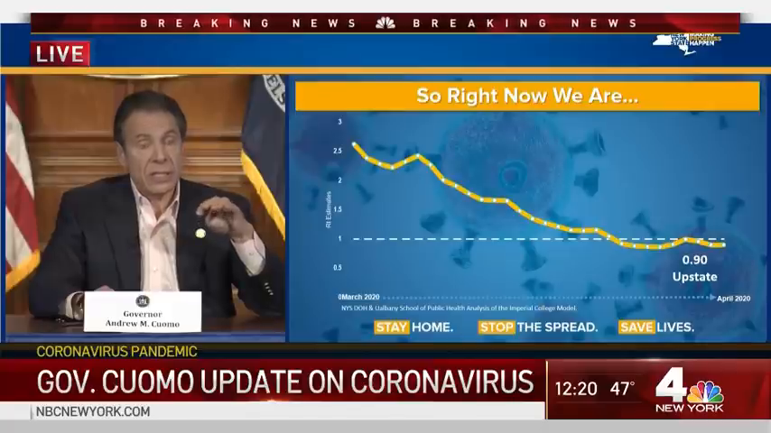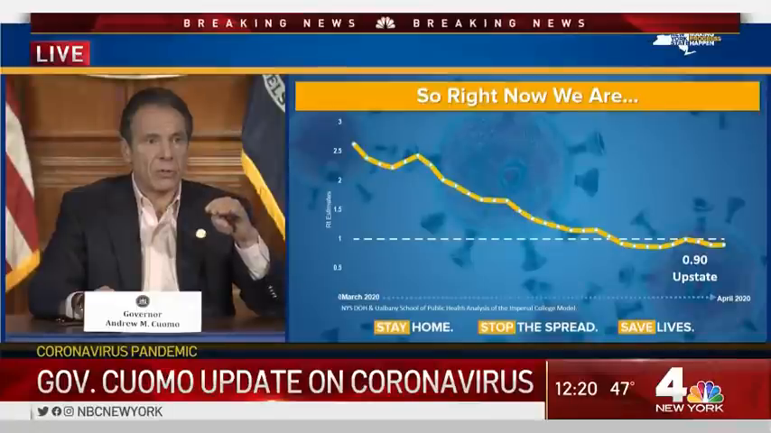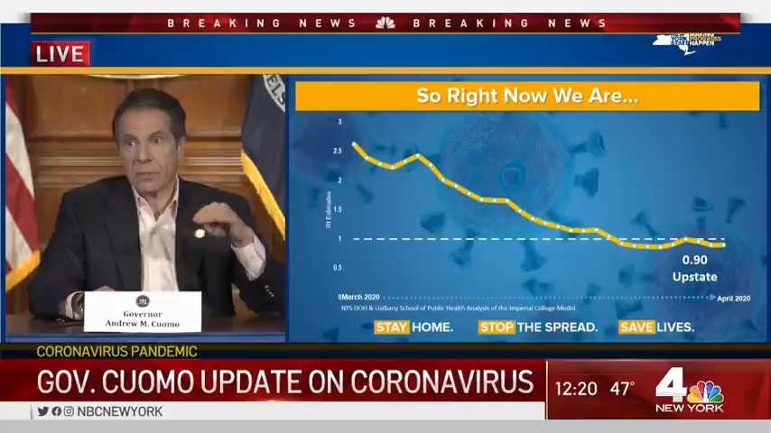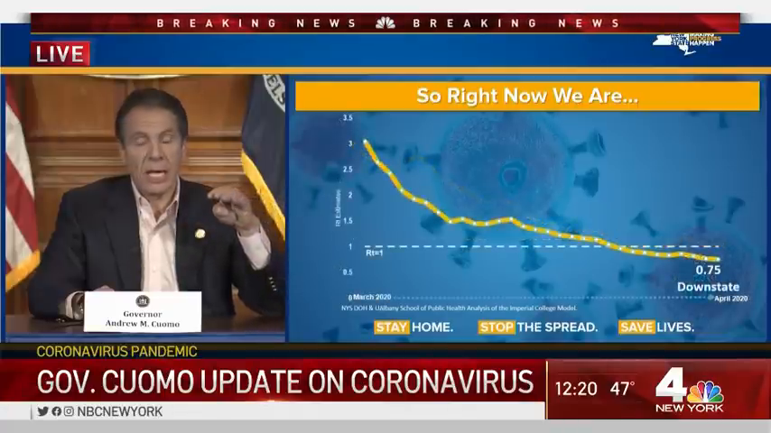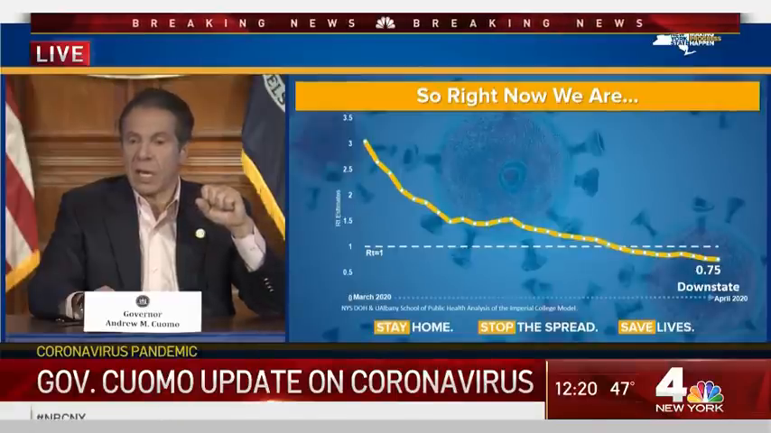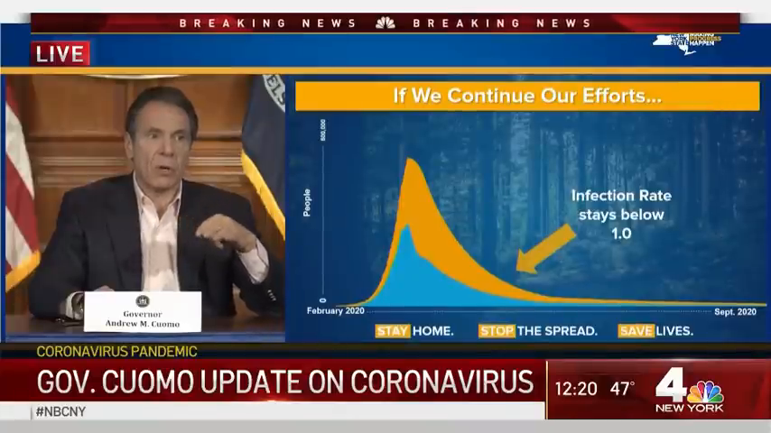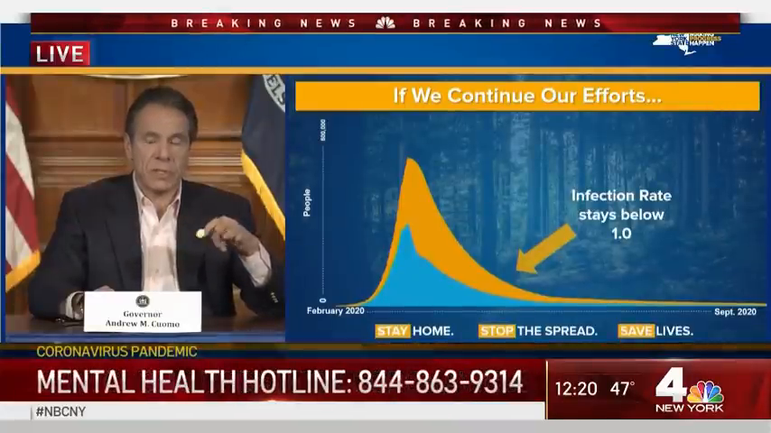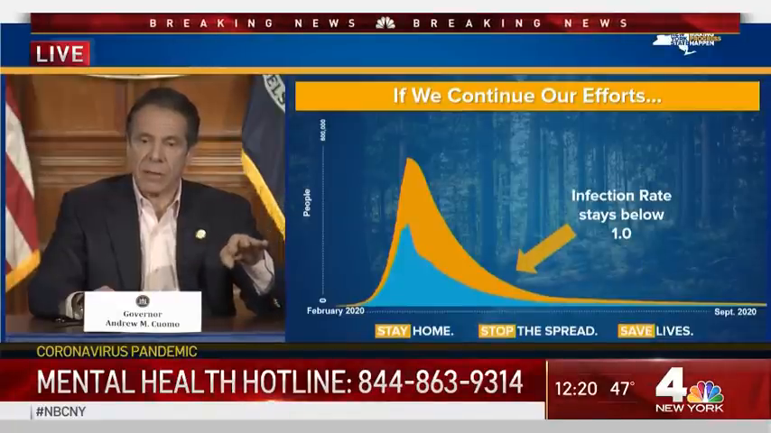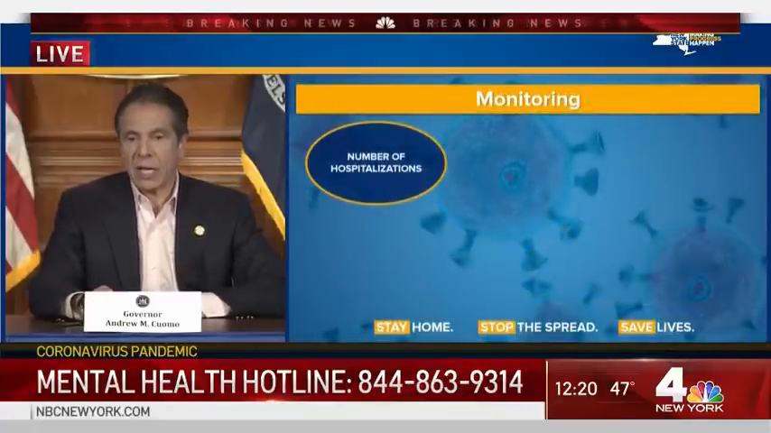Upstate, interestingly, it's 0.9. Again, statistically very close. But upstate, the infection rate is one person infects 0.9%. Downstate, one person is infecting 0.75. Okay? So that's where we are across the state. If we keep the infection rate below one person infecting one person, that is where the infection rate continues to drop. That's where you'll see the curve dropping. So we have to stay there.